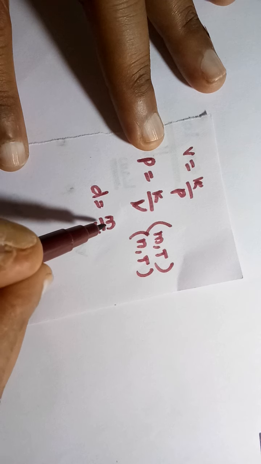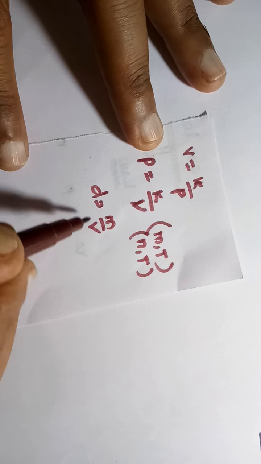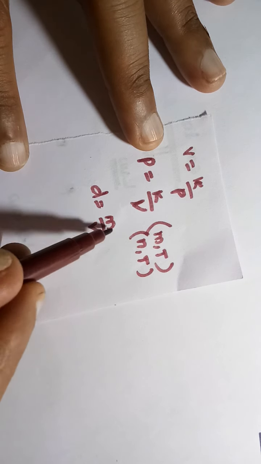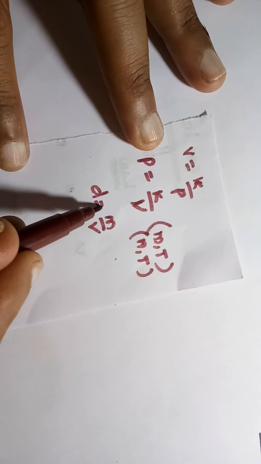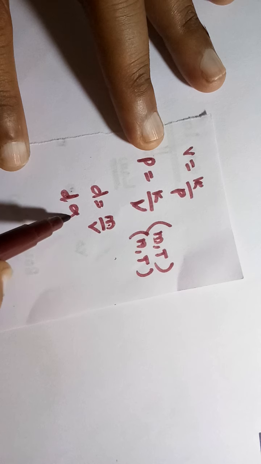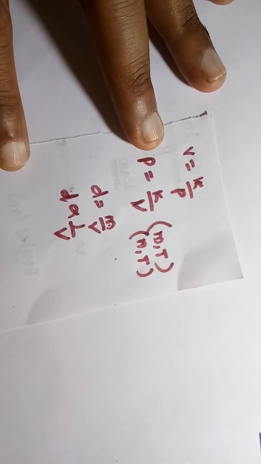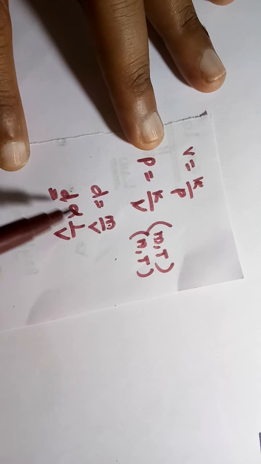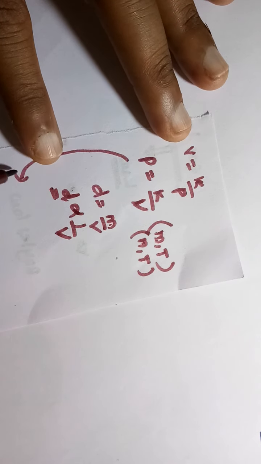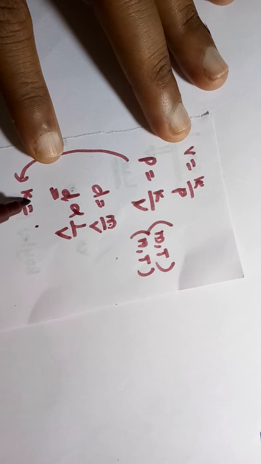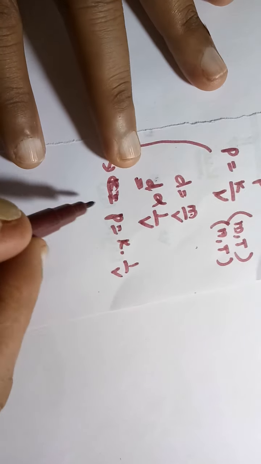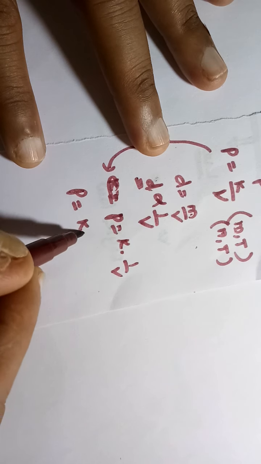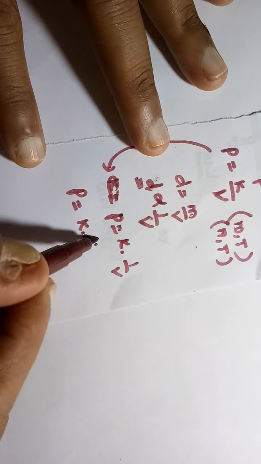The mass of a unit volume of the substance is said to be density. So mass by volume. If mass is constant, we can put the proportionality symbol instead of the equal sign. So 1 by V is proportional to D. So I am writing P is equal to K into 1 by V, and in the place of 1 by V I am writing D.